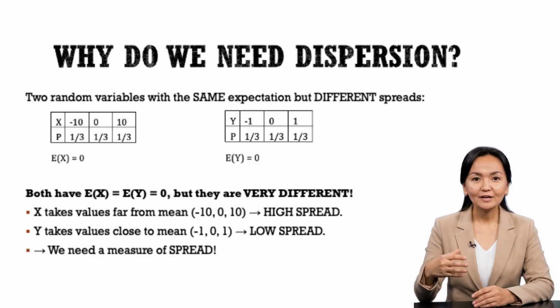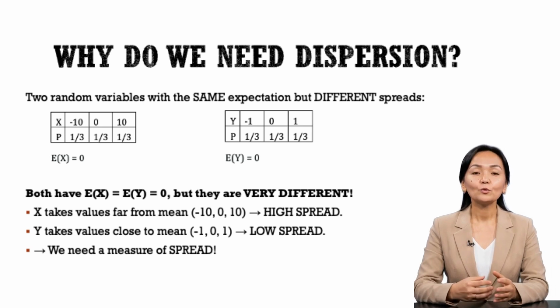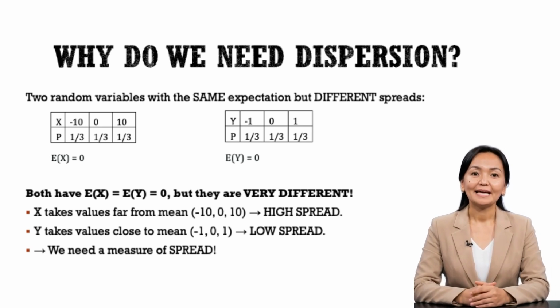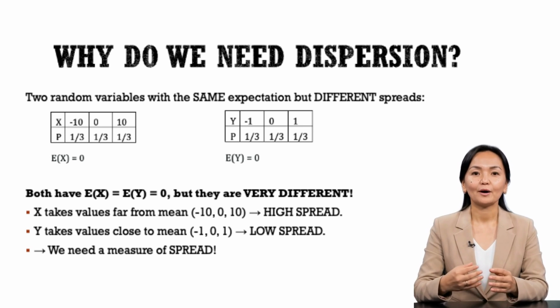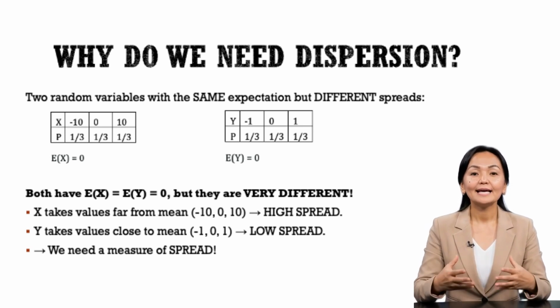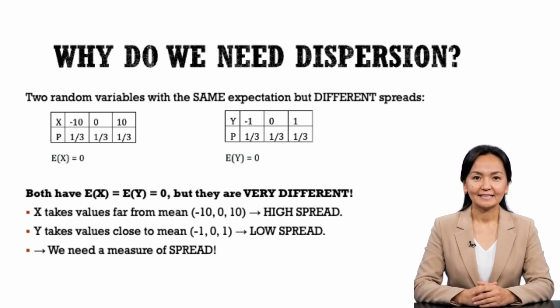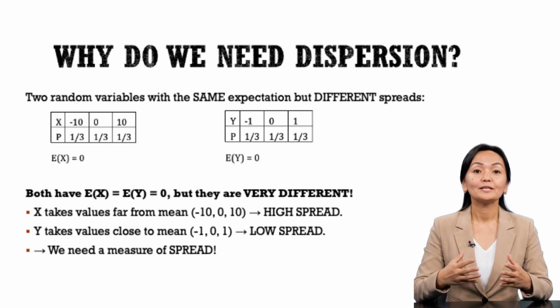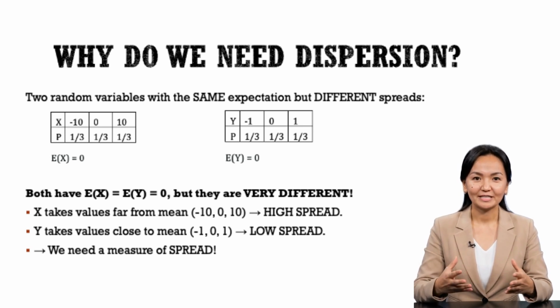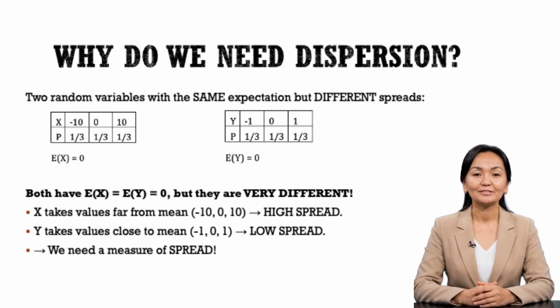To truly understand why dispersion matters, let me show you a compelling example. Consider two random variables, X and Y. Both have exactly the same expected value of 0. Variable X takes values -10, 0, and +10, each with probability 1/3. Variable Y takes values -1, 0, and +1, also each with probability 1/3. Now both have expectation 0, but they are fundamentally different.